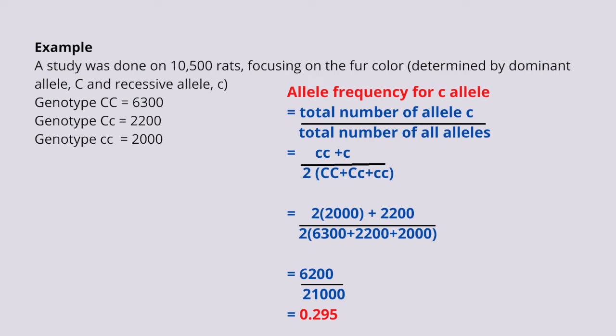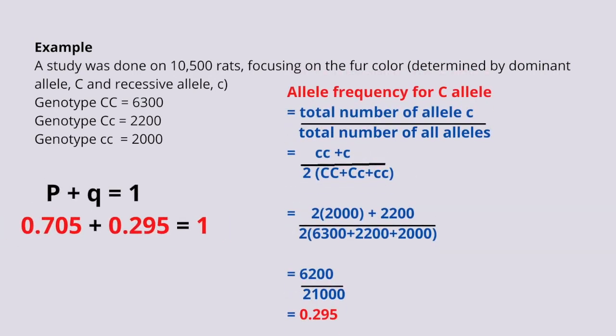To calculate the allele frequency for recessive allele c, we use the total number of recessive alleles c divided by the total number of all alleles. From the question, 2 times 2,000 plus 2,200, divided by 2 times (6,300 plus 2,200 plus 2,000). That will give us 6,200 divided by 21,000, equal to 0.295. The total of the allele frequencies for the dominant allele and the recessive allele is p plus q equals 1.